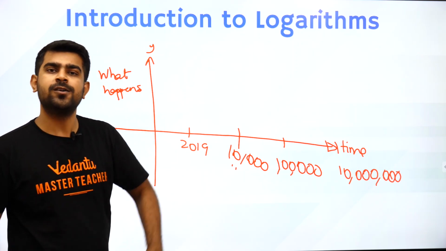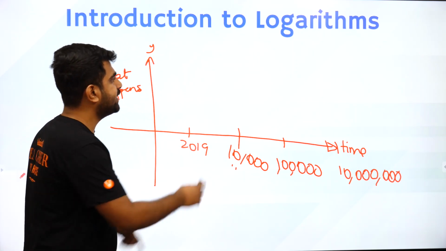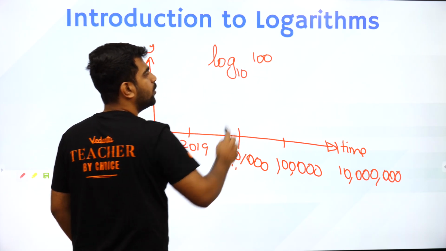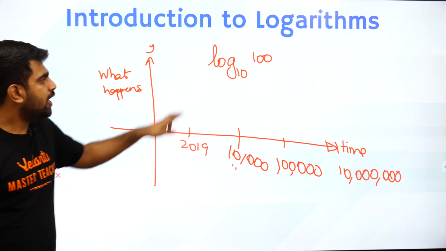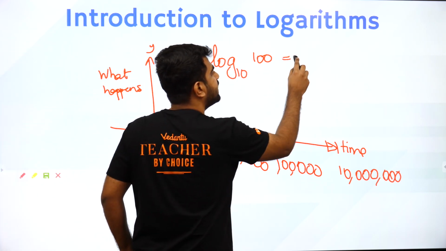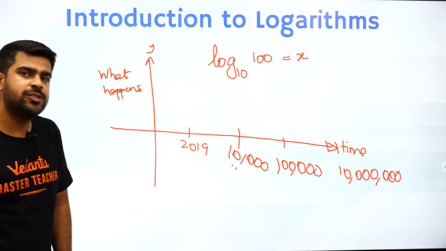But here is where log comes into the picture. So if I write log of 100 to the base 10, what is that? That is going to be equal to how much? Can anyone tell me? Let's say it's equal to x. All of us will solve it.